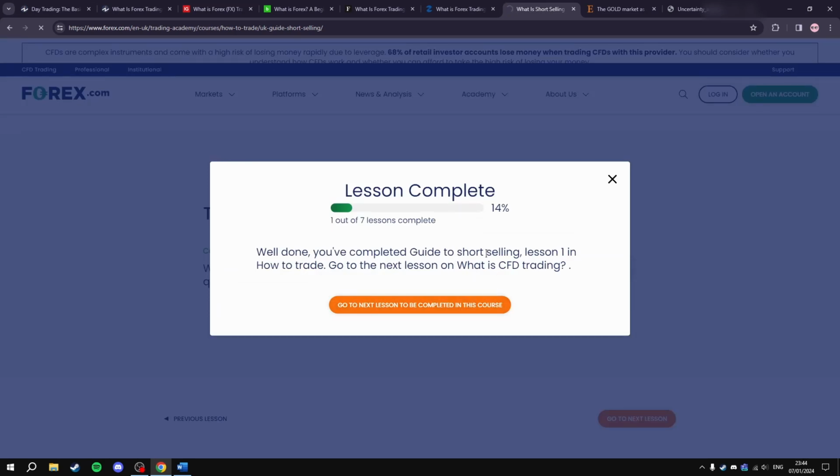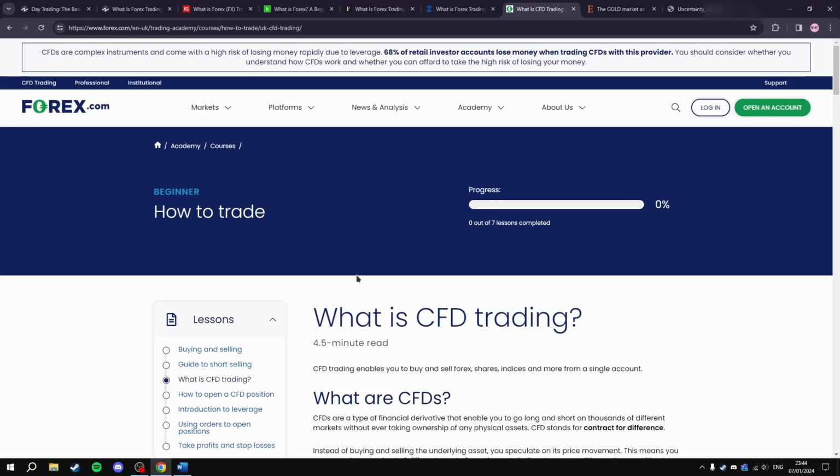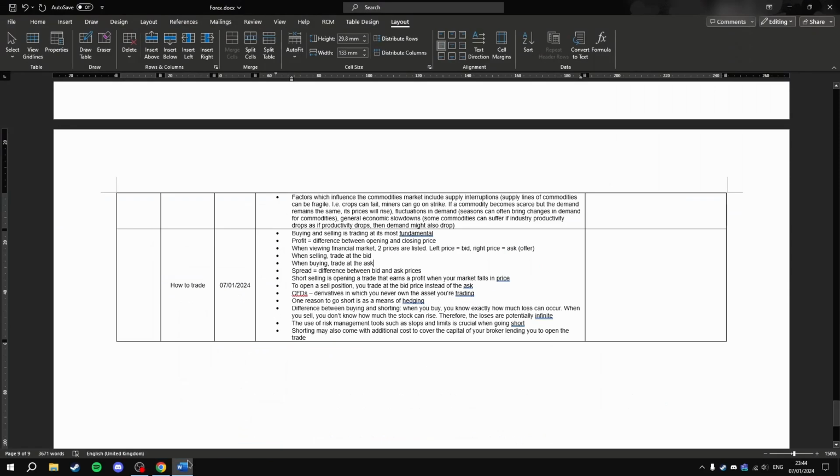Okay, cool. I just need to learn to get the bids, the ask, and the buy and the sell prices the right way around, and know which numbers to take away from which.